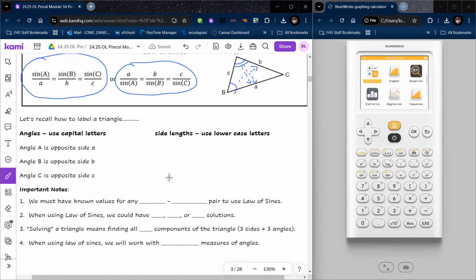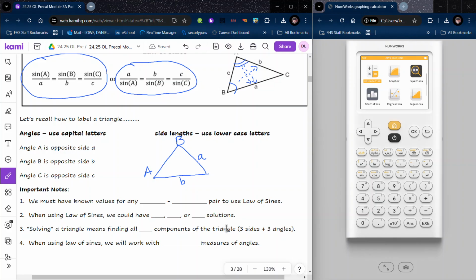Okay, so let's talk about labeling triangles. For angles, you're going to use capital letters, and for side lengths, you're going to use lowercase letters. So I could say, here's angle A, and then opposite is side a. Or here is angle B, and opposite is side b.